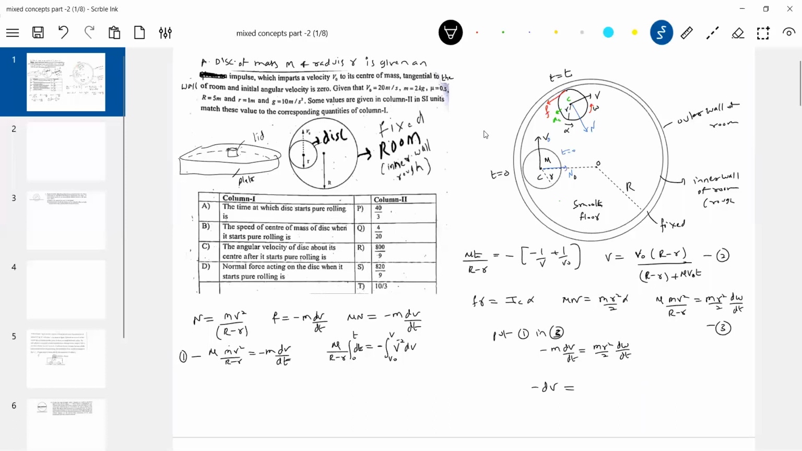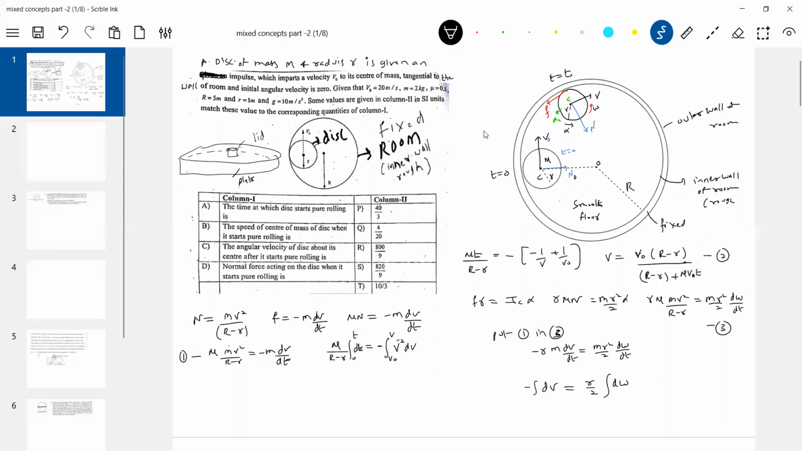This will be r minus r dv by dt, f into r. Okay, one r is there here. I think I missed r. I'll write r here. So this will be r. One r gets cancelled. So dv is equal to r by 2 d omega.